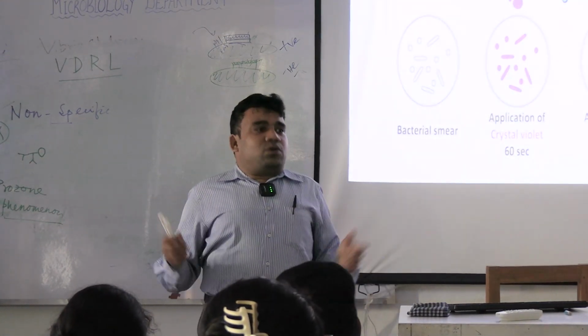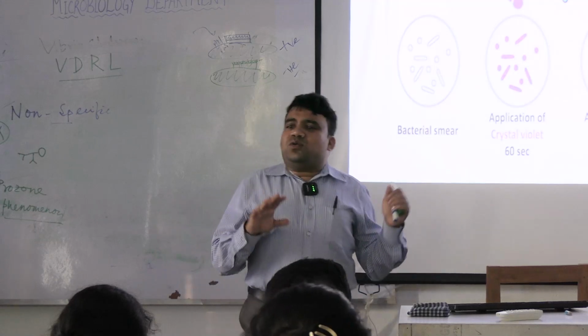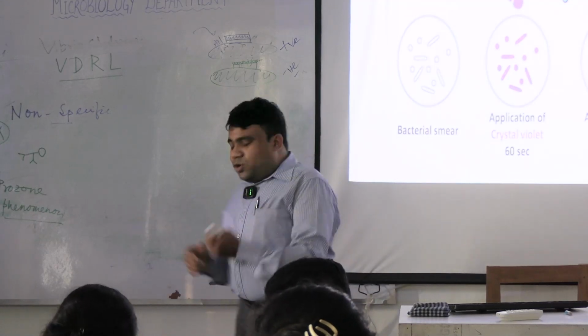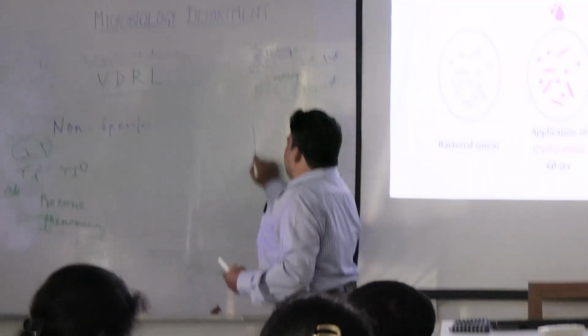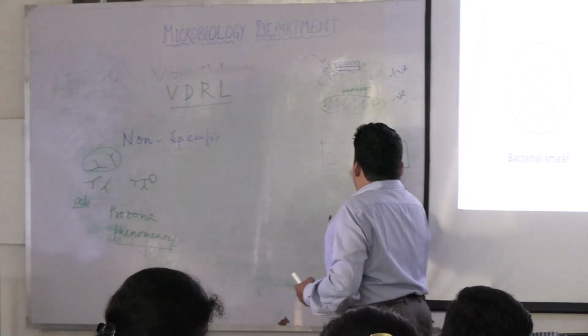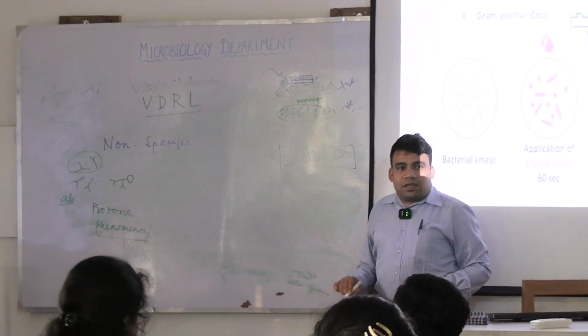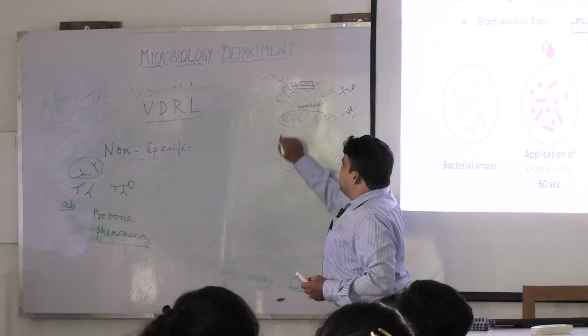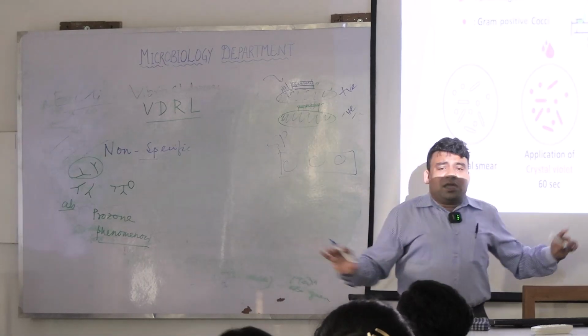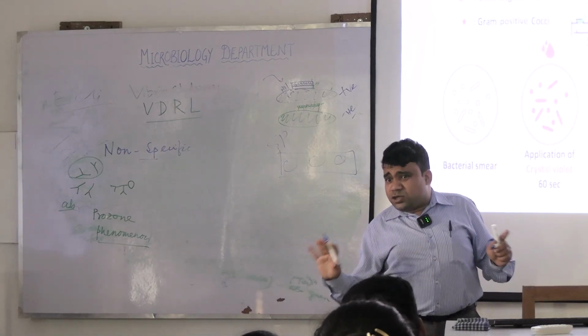So we need control. Try to understand, everywhere we need control. What can we do? We can take a slide. We will make 3 smear. We will take a gram positive organism. We know that this is gram positive. There is no debate. That's a control, positive control.